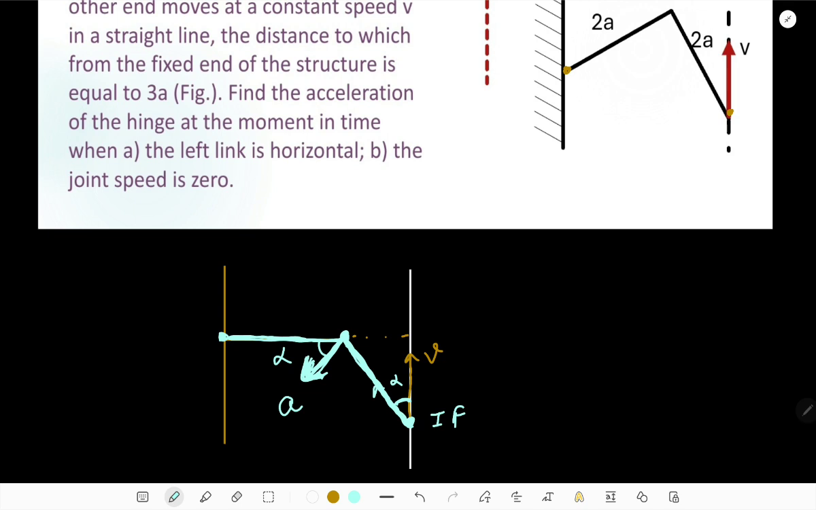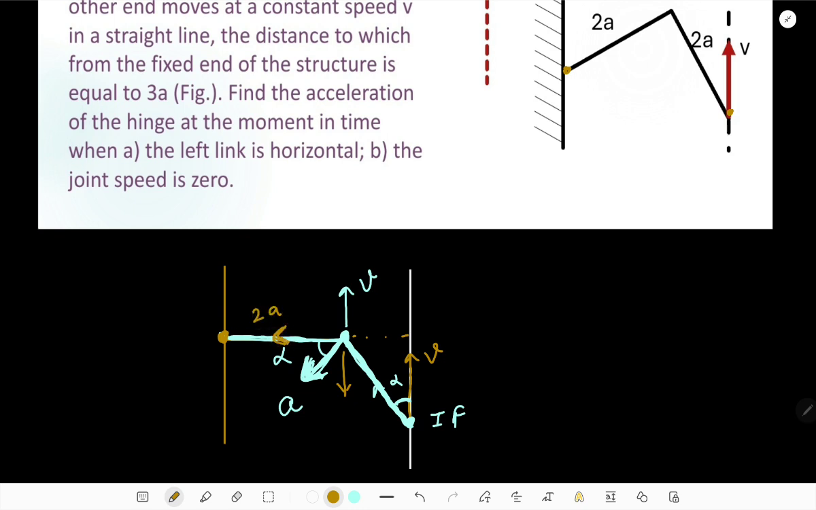And I knew that with respect to ground, the velocity of this point is v, and acceleration is this, and acceleration has two components, in this direction and in this direction with respect to this hinge. This is not a hinge, this is a fixed point. It is also a hinge. There will be a radial acceleration at that point as well. And this is the length 2a.